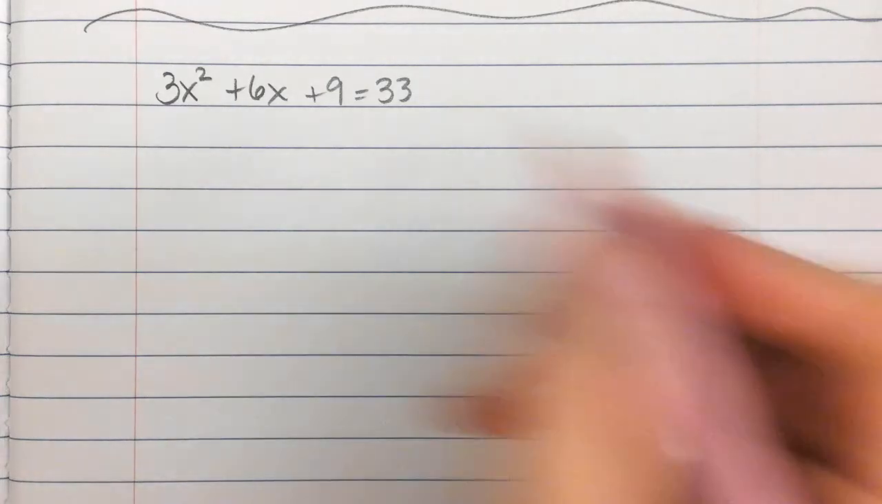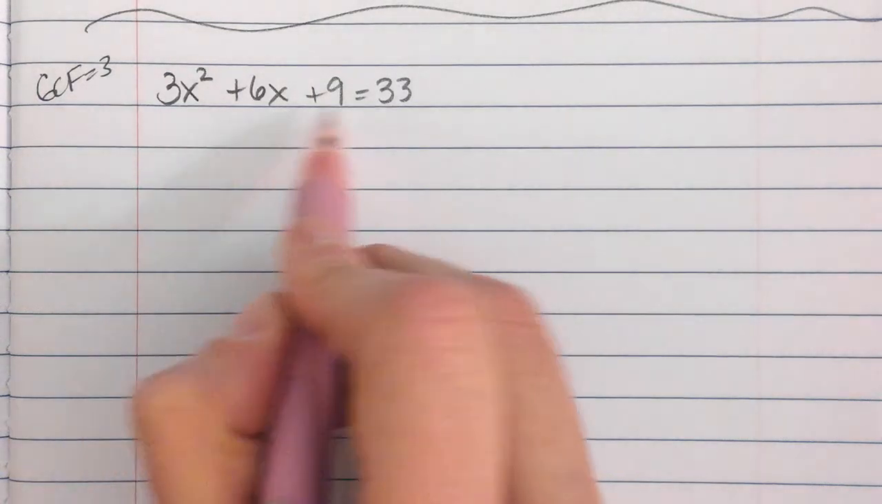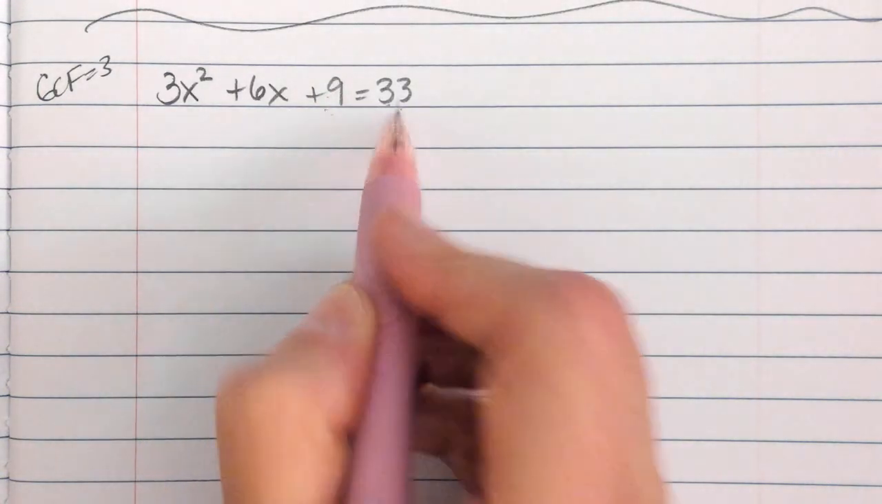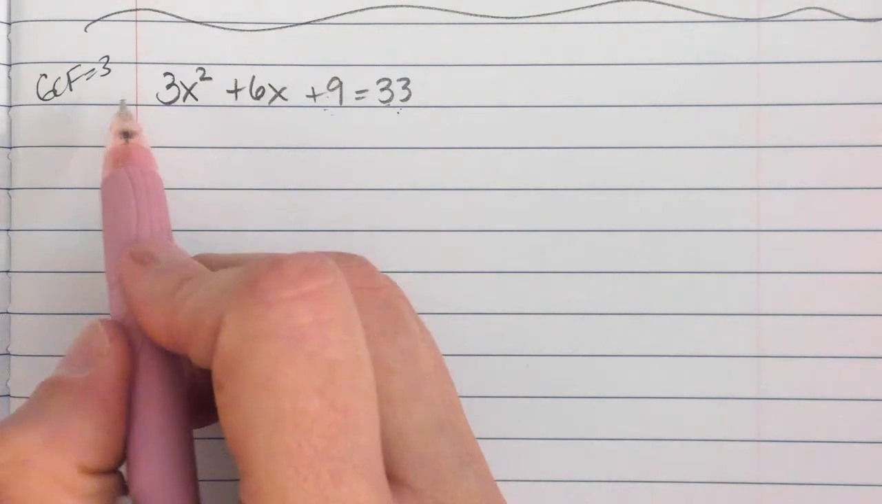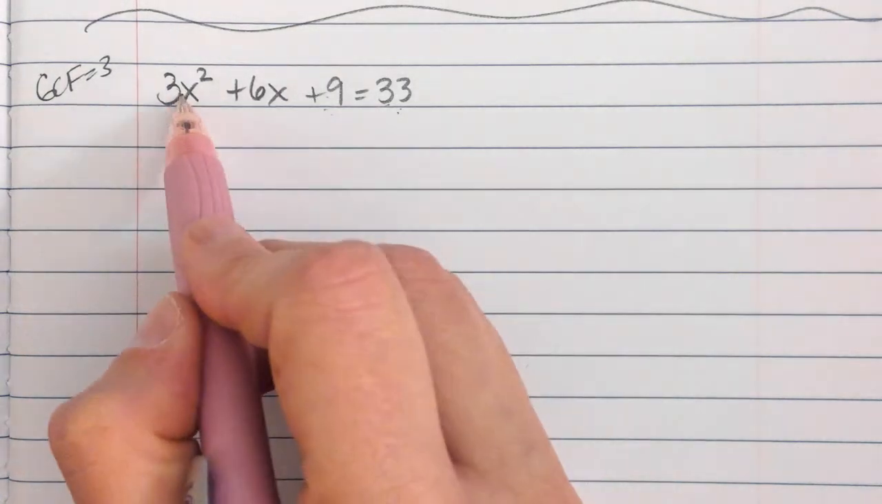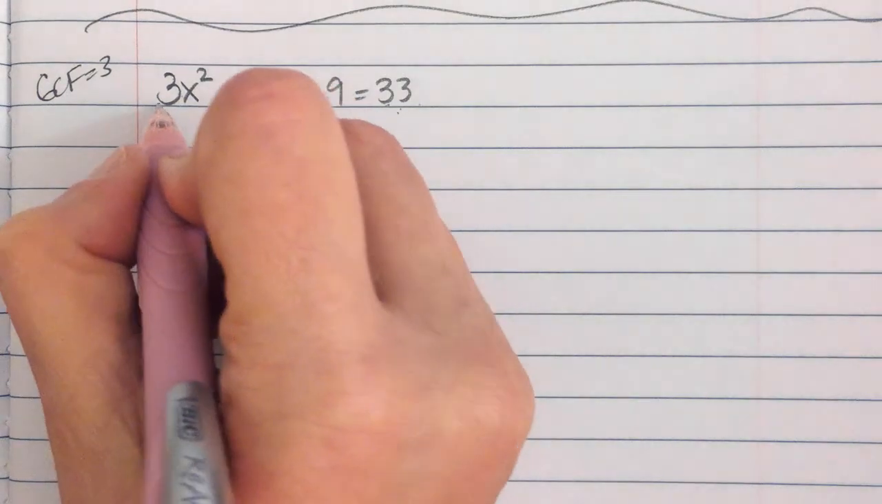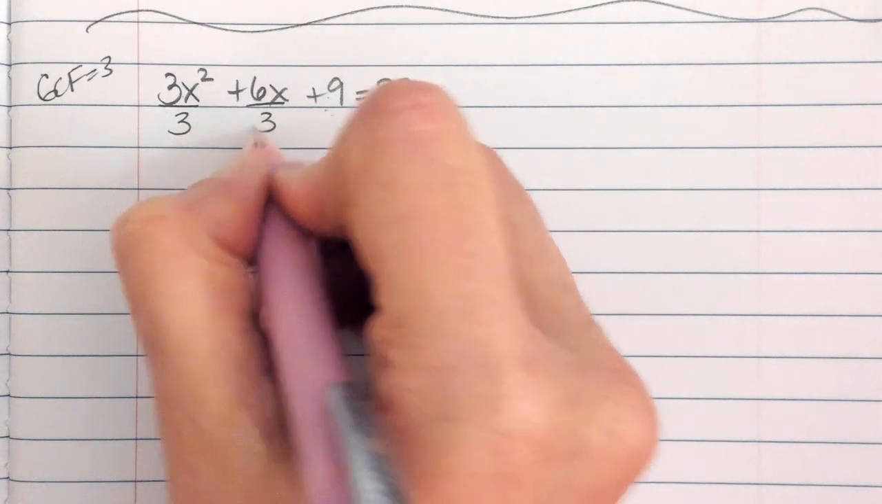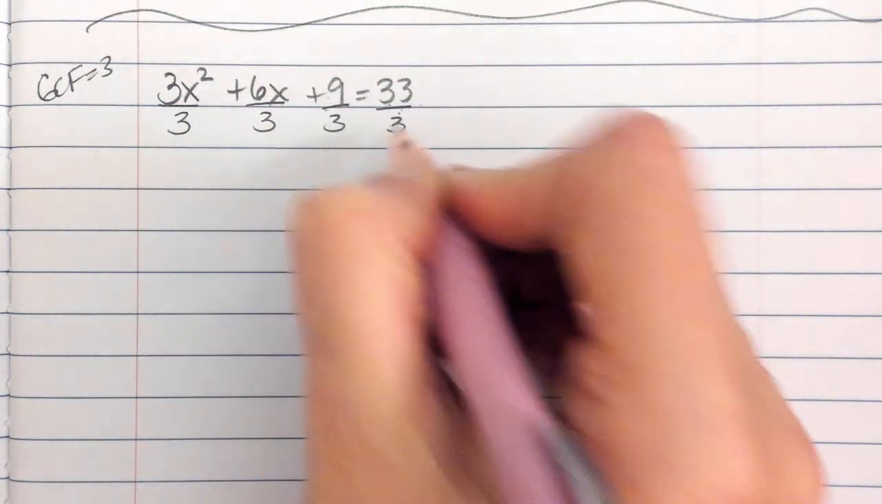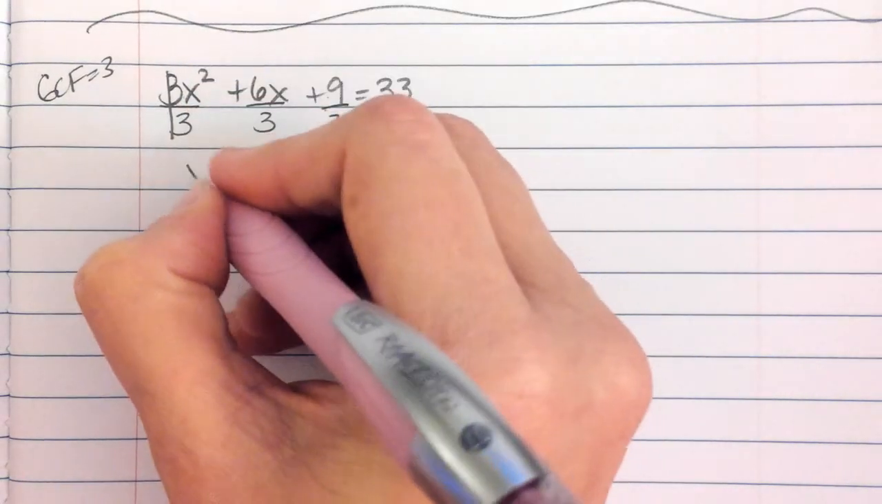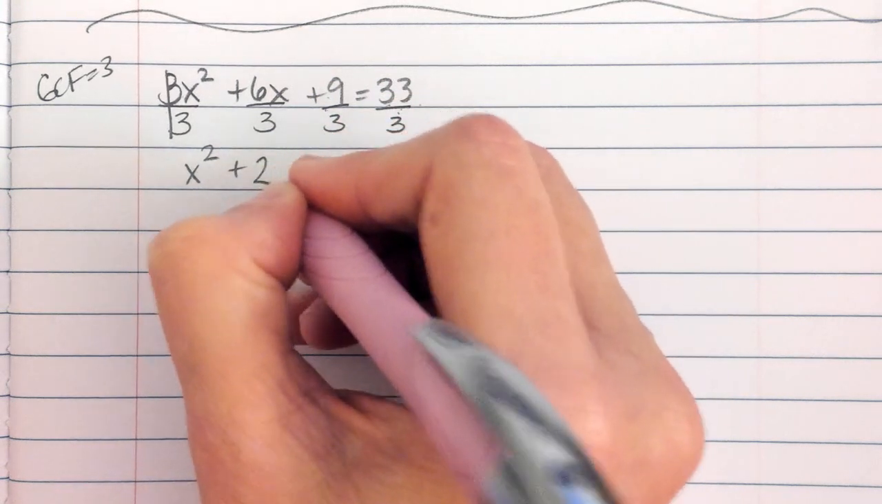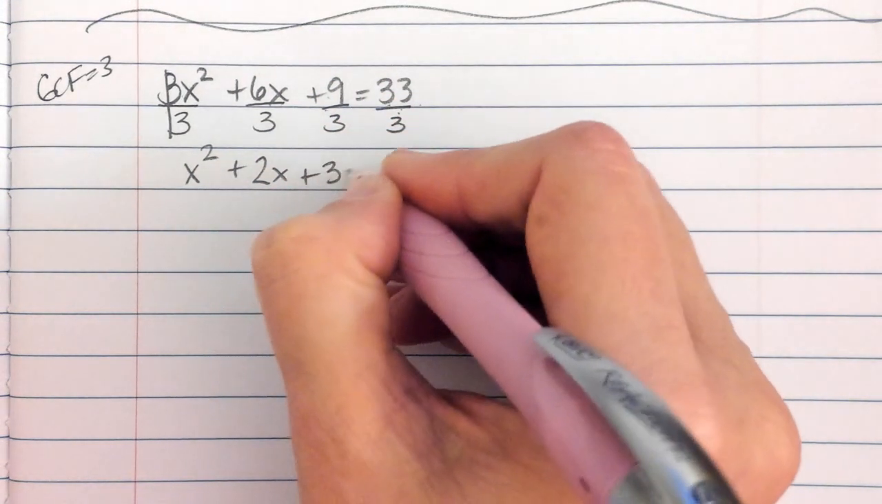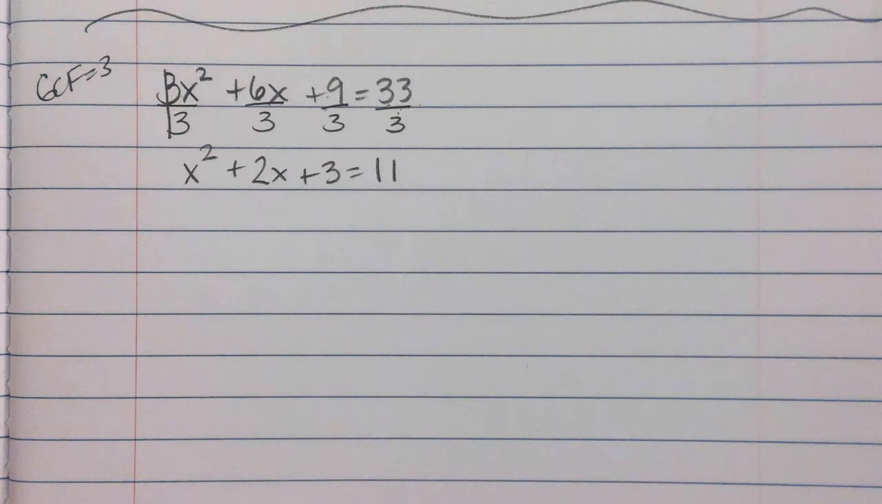Okay, hopefully what you said was my GCF is 3, because only these two don't have an x, so I can't divide them by x, but all of these numbers are divisible by 3. So I'm going to divide everything by 3. Okay, this becomes x squared plus 2x plus 3 equals 11.